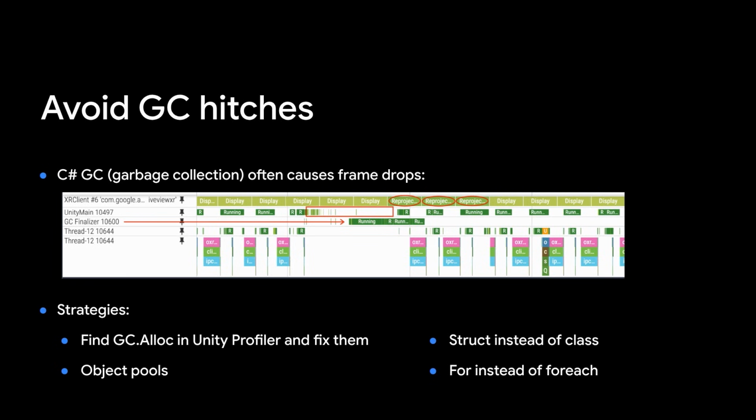For example, sometimes all it takes is replacing a small class type with a struct or replacing a foreach loop with a for loop. Object pooling takes a little more effort to set up, but it's a good strategy if you have to create and destroy lots of objects.